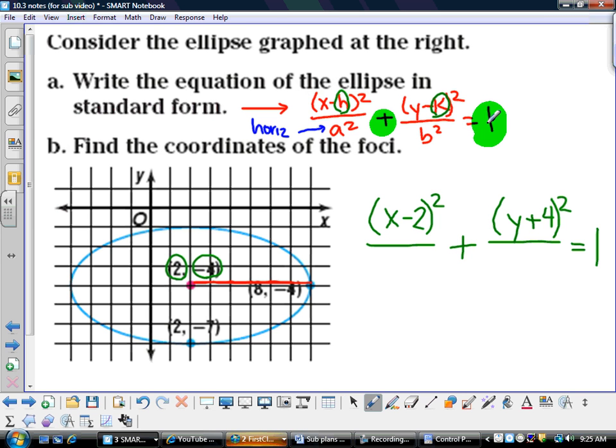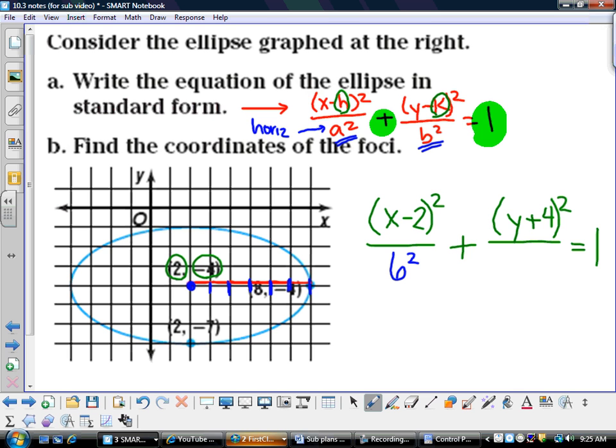Now the numbers underneath, the a and the b, were like the two radii. The a is going to be the longer one, the semi-major axis. And I'm just going to go to the picture and count it out. 1, 2, 3, 4, 5, 6. So a is 6. So we're going to put 6 squared underneath that. And in our final answer, we will go ahead and call that 36.